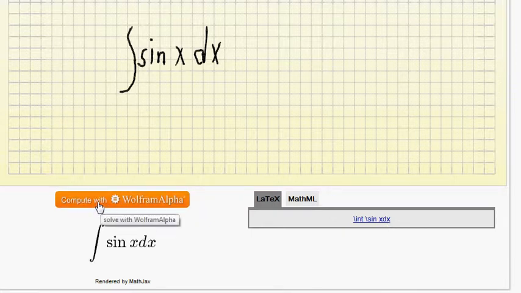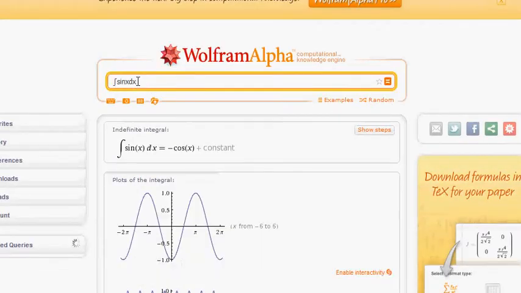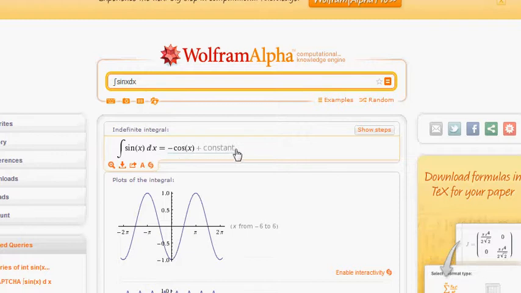Now I can click on compute with Wolfram Alpha. And of course, you know what that's going to be. Okay, so here it's written in Wolfram Alpha, typed in. This, of course, is, as you would expect, negative cosine x plus a constant.